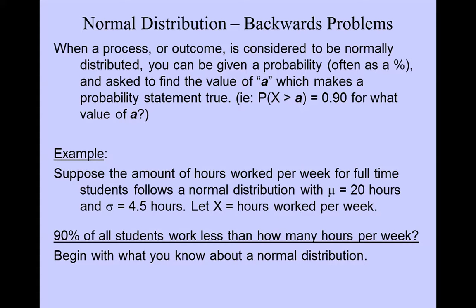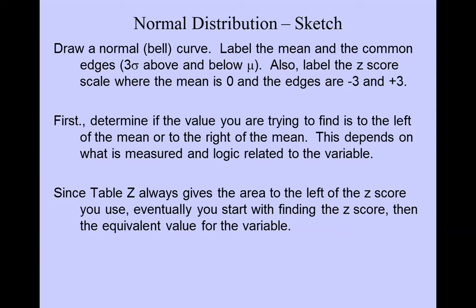Begin with what you know about a normal distribution. First, begin with a sketch. Draw your normal or bell curve, label the mean and the common edges, those that are 3 standard deviations above and below the mean. You can also label the z-score scale where the mean is 0 and the common edges are -3 on the left and +3 on the right.